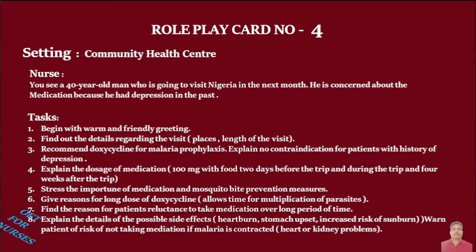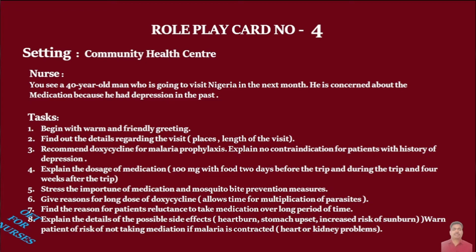Fourth one says, explain the dosage of medication, that is, 100 mg with food for 2 days before the trip, during the trip, and 4 weeks after the trip. Fifth one says, stress the importance of medications and mosquito bite prevention measures. Sixth one says, give reasons for the long dose of doxycycline. It allows time for multiplication of parasites.